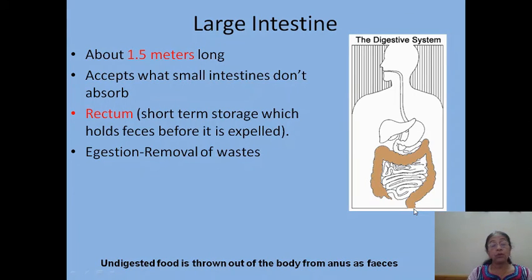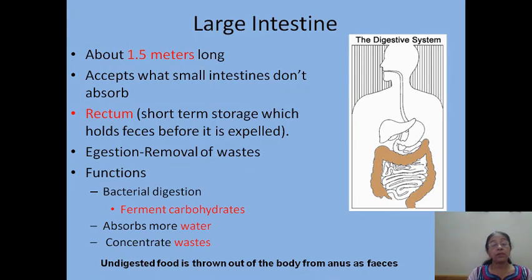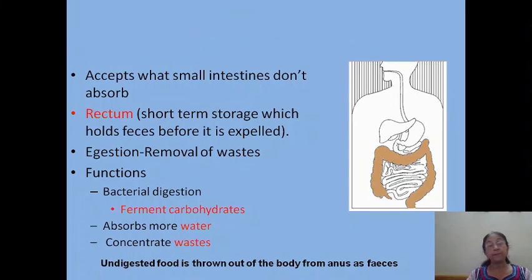Okay, so egestion takes place from the anus. Okay, and the other functions of large intestine are bacterial digestion, ferment carbohydrates, absorbs more water and concentrate waste. मतलब जो waste है उसको और solid बनाता है, और फिर this undigested food is thrown out of the body from anus as feces.